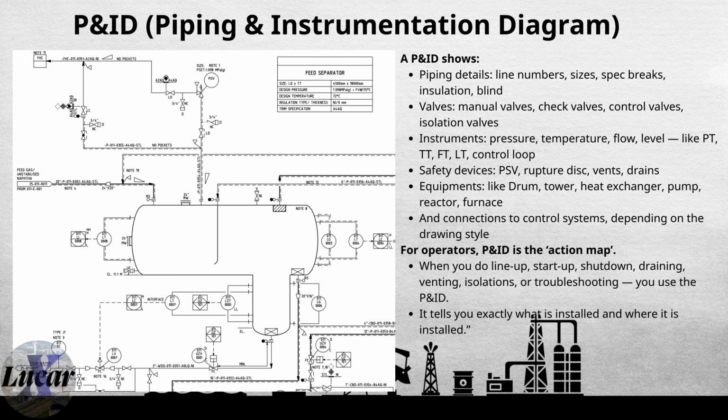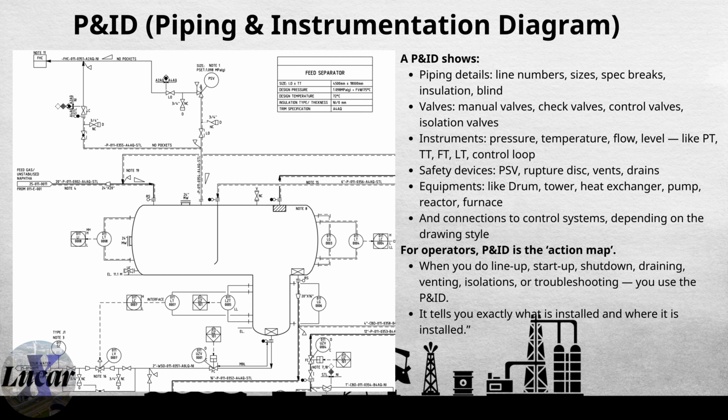A P&ID shows piping details, line numbers, sizes, spec breaks, insulation, blind, valves, manual valves, check valves, control valves, isolation valves, instruments, pressure, temperature, flow, level, like PT, TT, FT, LT, control loop, safety devices, PSV, rupture disc, vents, drains, equipments like drum, tower, heat exchanger, pump, reactor, furnace, and connections to control systems, depending on the drawing style.